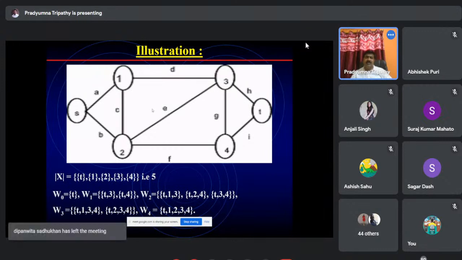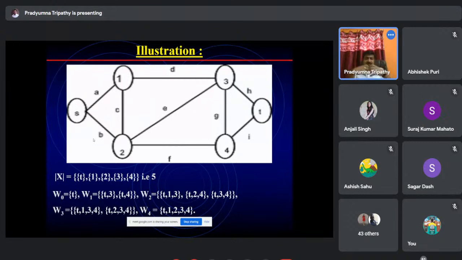Our objective is: what is the probability that the node S is connected to the node T? So I have designated 2 nodes, S and T, source and sink. What is the probability that the source and sink nodes are connected?